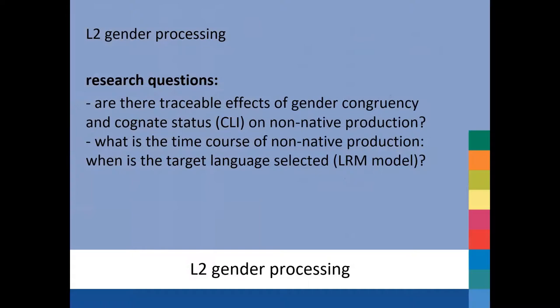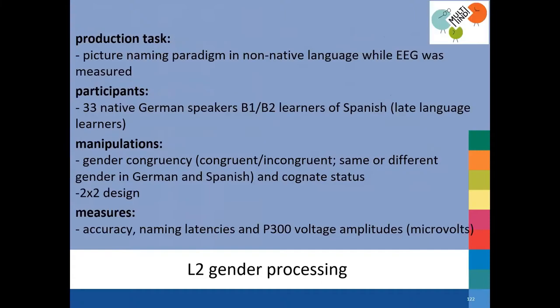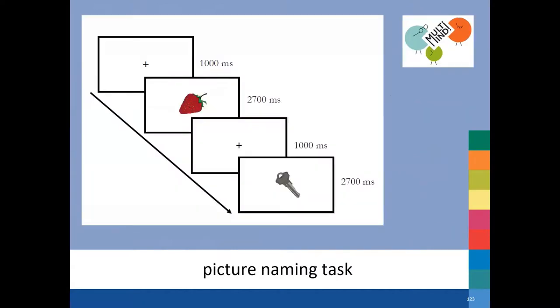Now we also looked into gender processing in L2, and I will just very quickly show this, which is work by Sarah von Grebner. What Sarah did was, in a picture naming paradigm, look at the speech of German speakers who learn Spanish, okay? She presented pictures to them, no distractor word in this case, but the manipulation was whether the word had the same gender in German and Spanish, like die Erdbeere, la fresa, versus der Schlüssel, la llave.